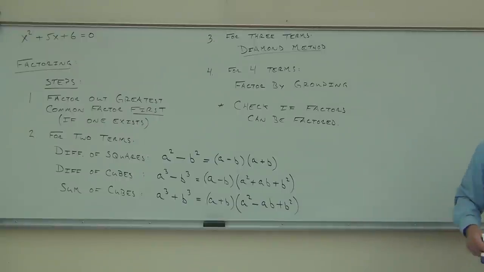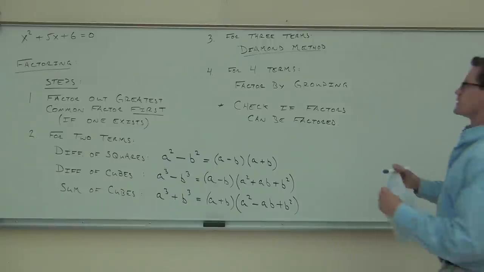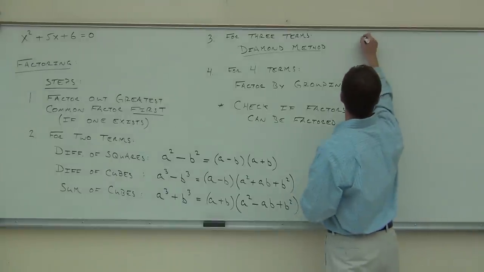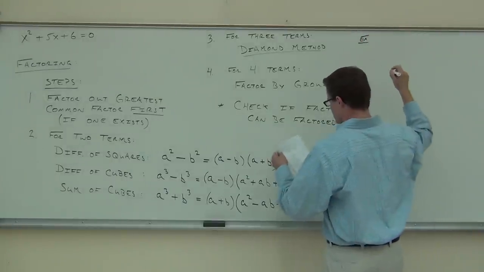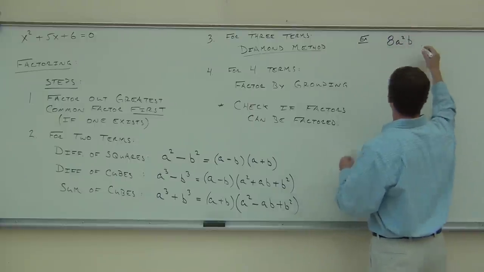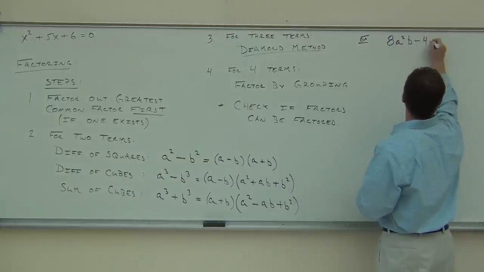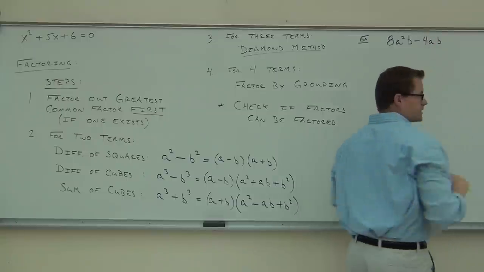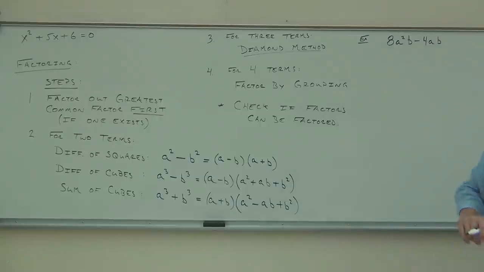So the first thing we're going to do, let's see if we can start simply. We'll look at something like this. 8a²b - 4ab.